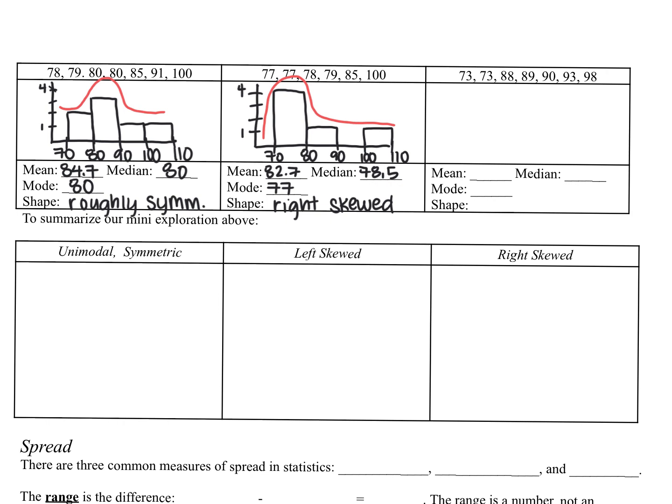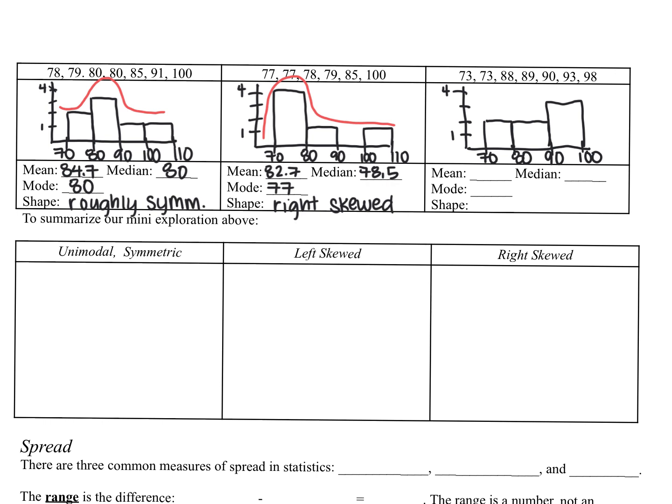Then our last example, I only have to go 70, 80, 90, 100. Also going to go from 1 to 4. So I have 2 numbers between 70 and 79. Also 2 between 80 and 89. And then I have 3 between 90 and 99.